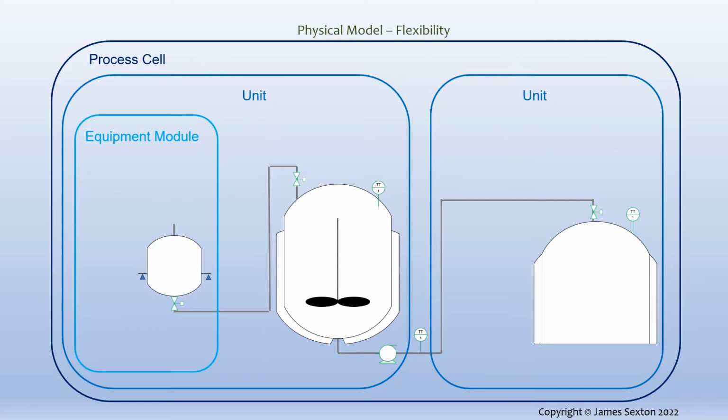In ISA-88, the physical model is described as being hierarchical, but that could be misleading. Think more of containers getting smaller from top to bottom. It doesn't imply that all levels must be present and fit inside one another like a Russian doll. For example, control modules may be contained in the process cell directly, in a unit directly, or in an equipment module.